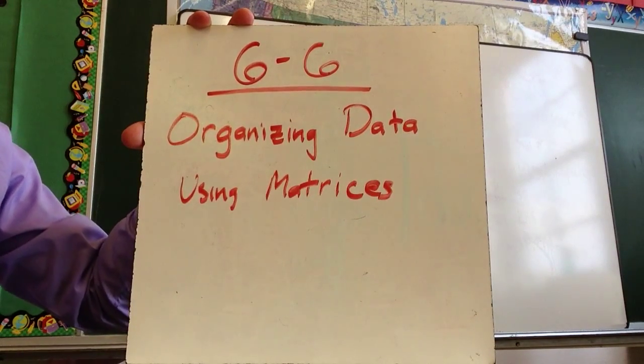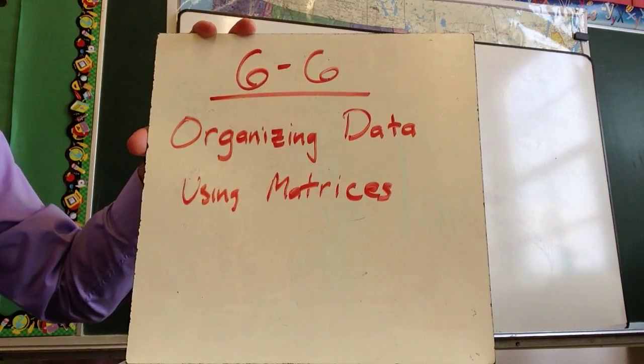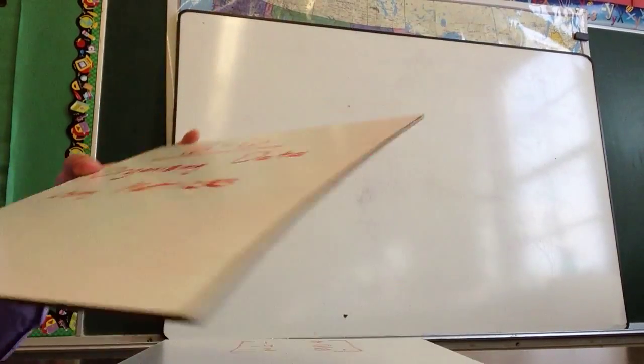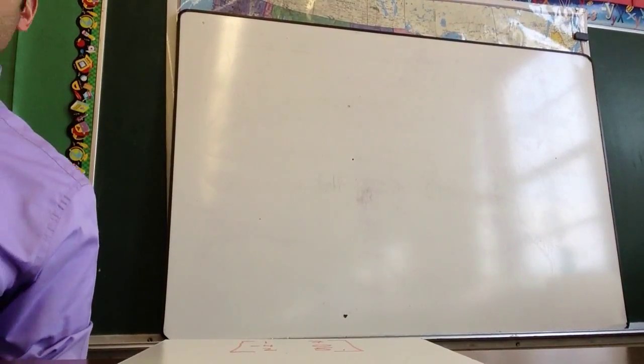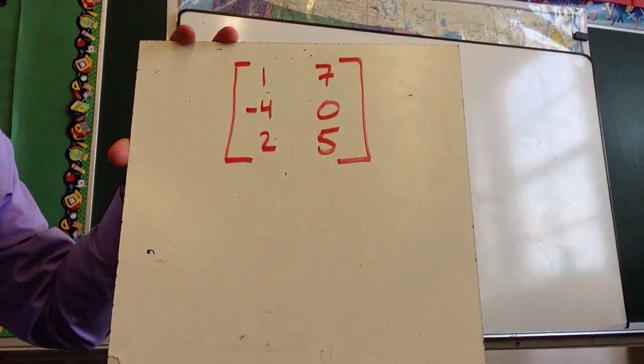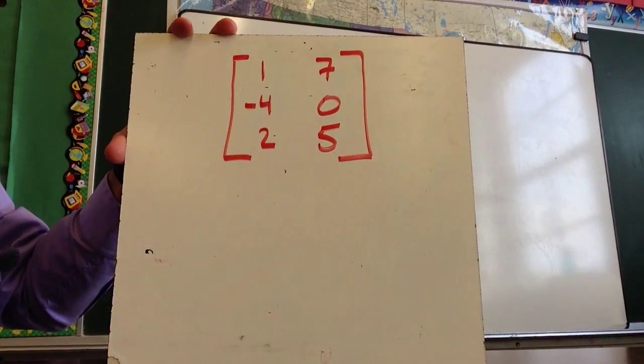This video will discuss Chapter 6.6, Organizing Data Using Matrices. So matrices is just the plural form of the word matrix, and so this is what a matrix looks like. And so the idea is that we should first be able to describe the structure of the matrix.